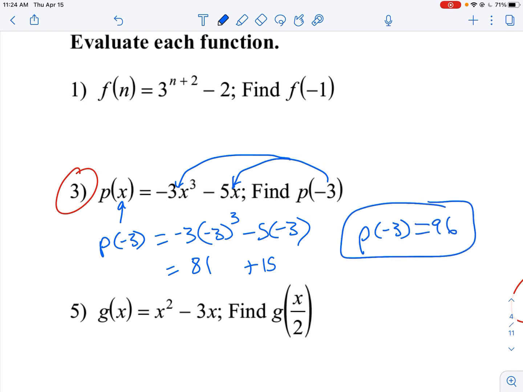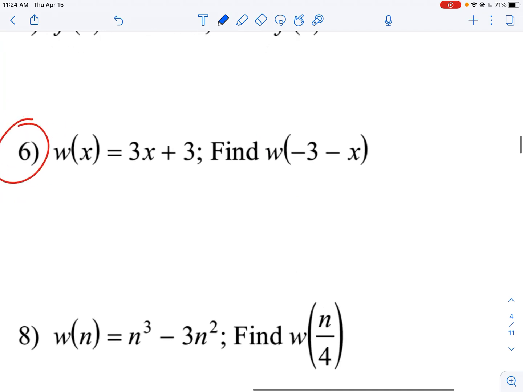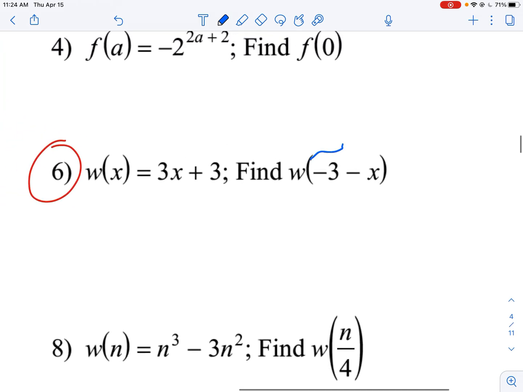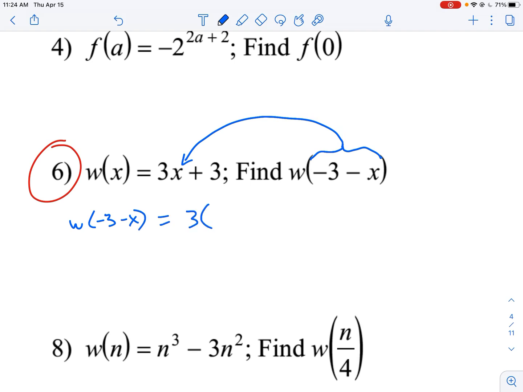Ta-da! Let's do another one. Sometimes the input's not just a single number. Instead, it's a whole expression. You still put that in the x location. So w of (-3 minus x) equals 3 times x plus 3. When you plug it in, make sure you put it in parentheses. So you get, in parentheses, -3 minus x, and then you've got plus 3 outside.